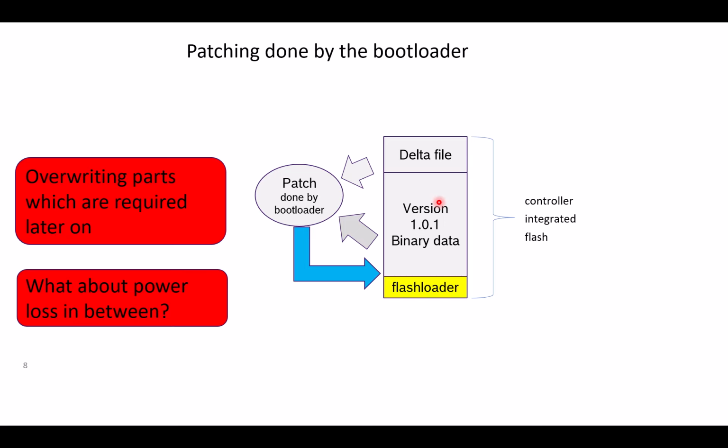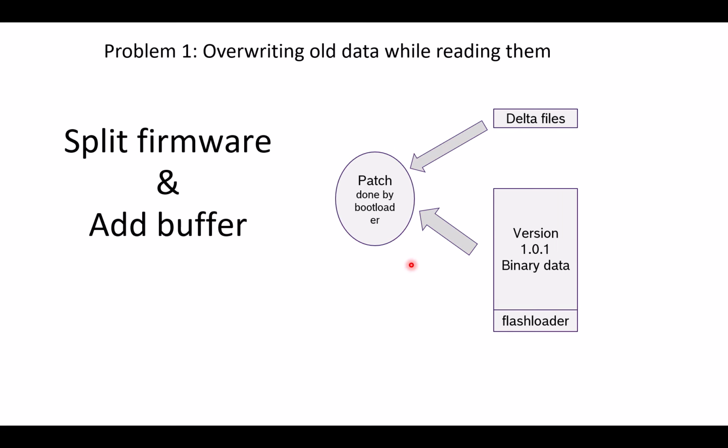And even worse, what about power loss in between? Where shall I start again? And what is the data which is already overwritten there? So the problem is really overriding the old data while reading it.